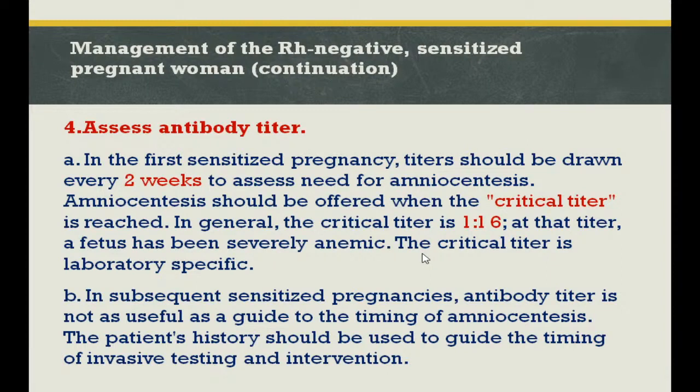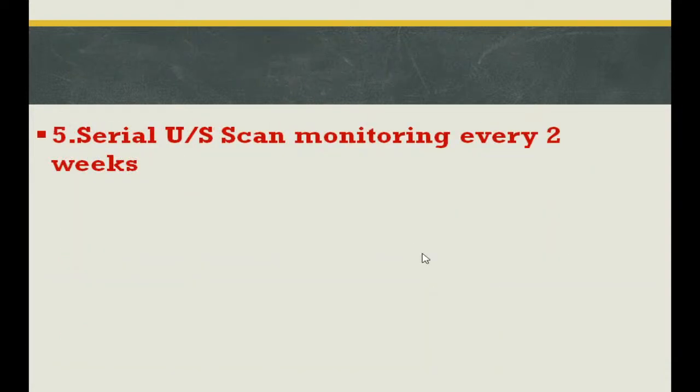In subsequent sensitized pregnancies, antibody titer is not as useful as a guide to the timing of amniocentesis. The patient's history should be used to guide the timing of invasive testing and intervention. Serial ultrasound scan monitoring has to be done every 2 weeks.